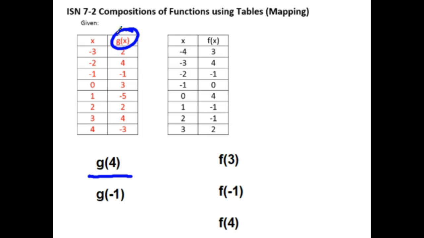Now, this is where the X usually goes. This is telling me that in the G table, the X value is 4. Put your pencil on that in your table. On the G table, put your pencil on the X value of 4. What's the Y value that goes with it?